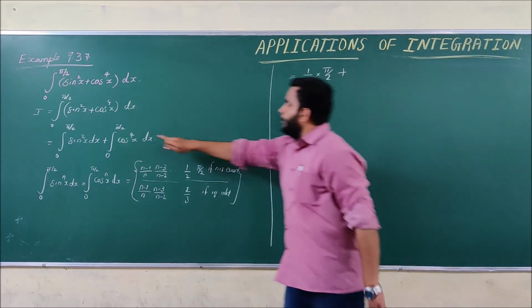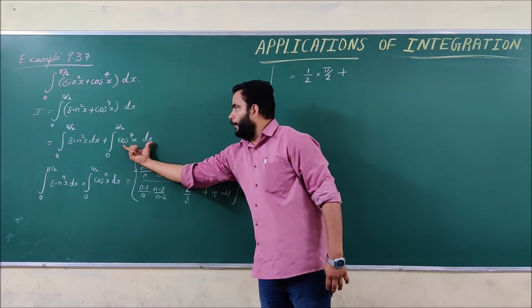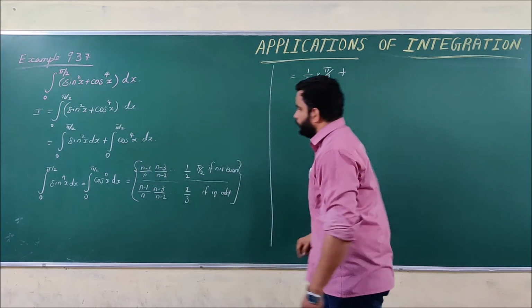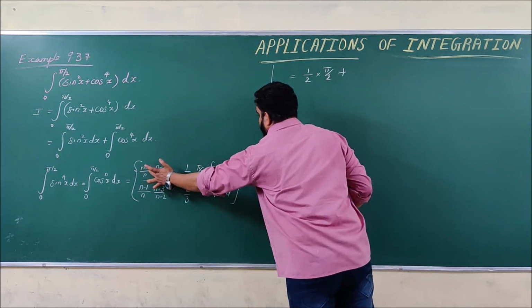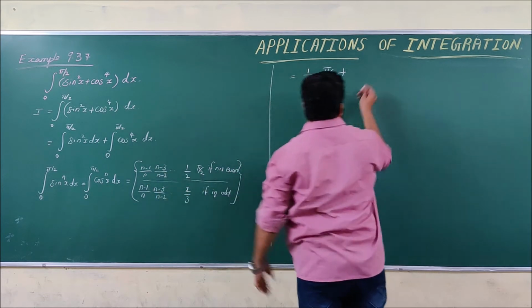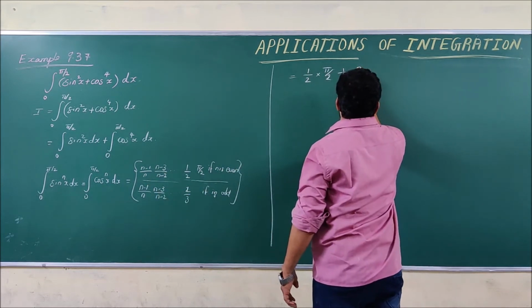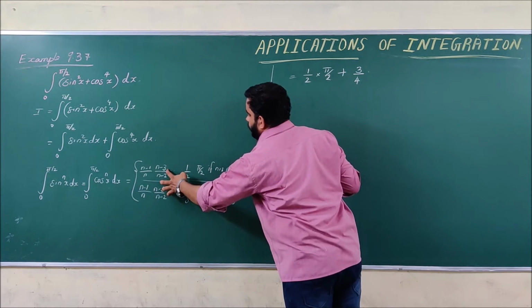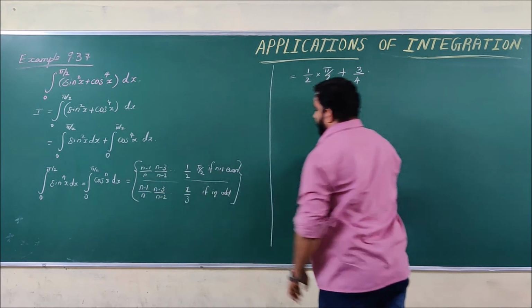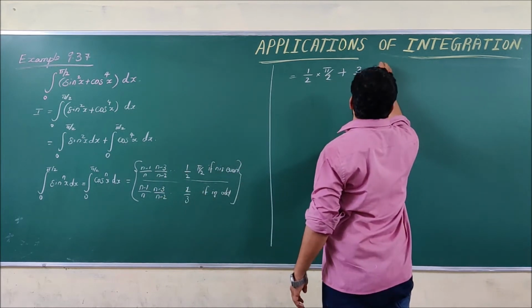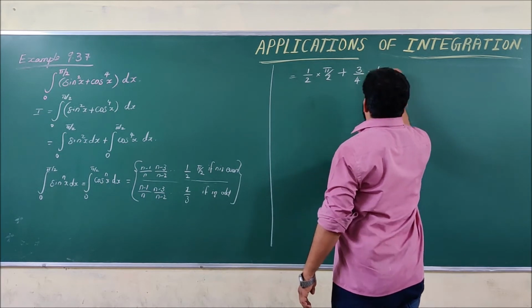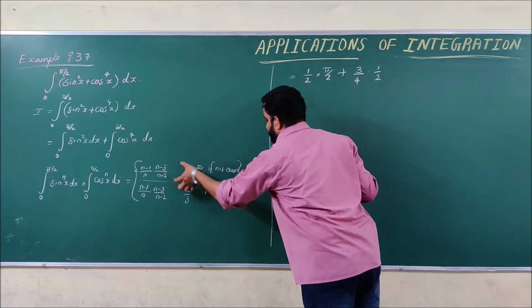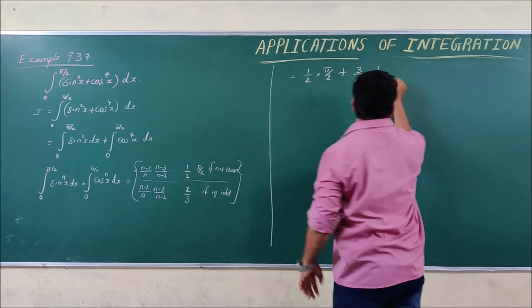Plus the next term cos power 4 x. So our n is 4. We apply this formula: 4 minus 1 by 4, that is 3 by 4. Next 4 minus 3 by 4 minus 2, that is 1 by 2. So it directly goes to this step. So the next step is pi by 2.